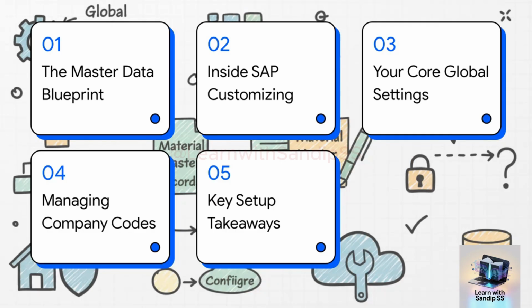So here's our game plan. We're going to start with the why, the actual blueprint for our master data. Then, we'll step inside the system's control room, SAP customizing, and start configuring our global settings and company codes. And to wrap it all up, we'll nail down the key takeaways you absolutely have to remember.